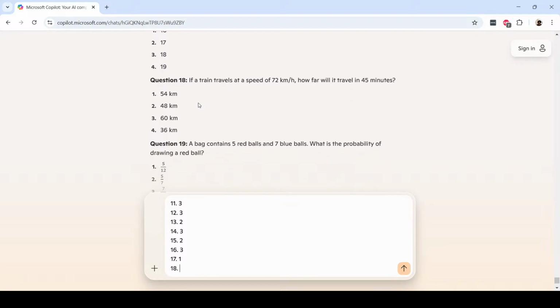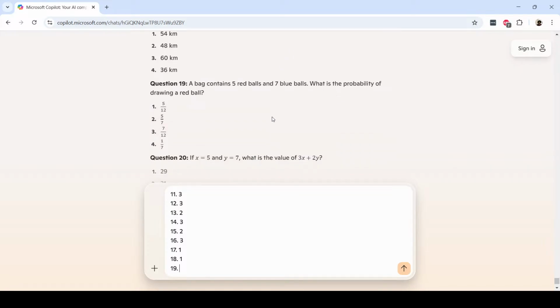If a train travels at a speed of 72 kilometers per hour, how far will it travel in 45 minutes? That is 1/4. Not 1/4, 3 by 4th. So 18, so 54. I was just confused. A bag contains 5 red balls and 7 blue balls. What is the probability of drawing a red ball? It is 5 by 12. Simple.